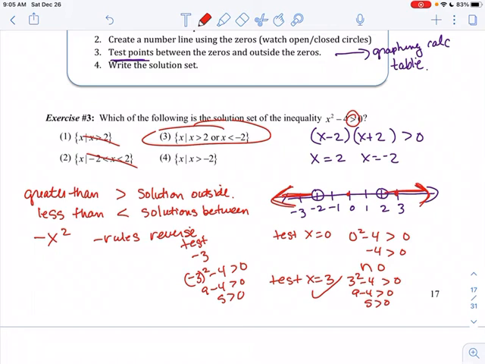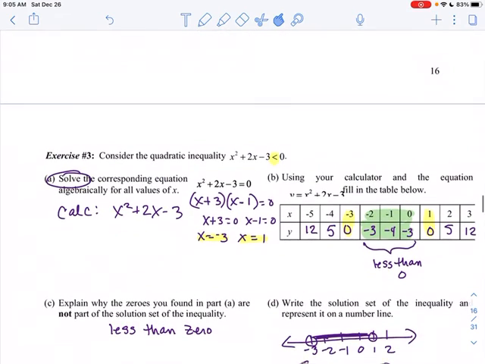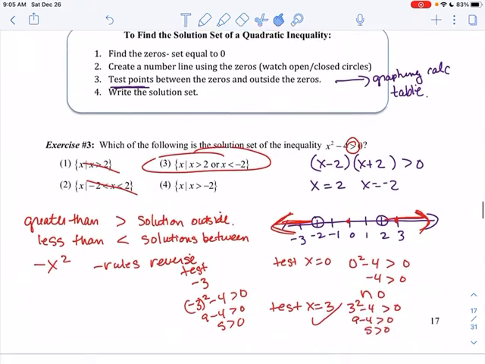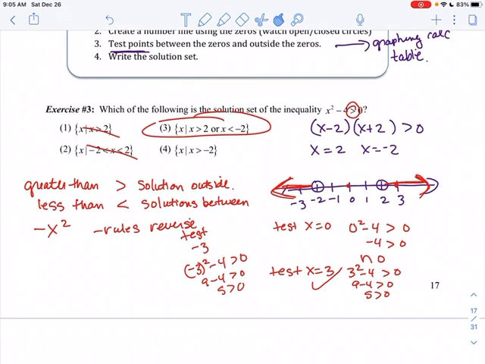And that was like the one up above. See right here? This was a less than. My solutions wound up being in between the 2 points. See, in between right here. If it's greater than, right here, my solutions were outside the zeros.